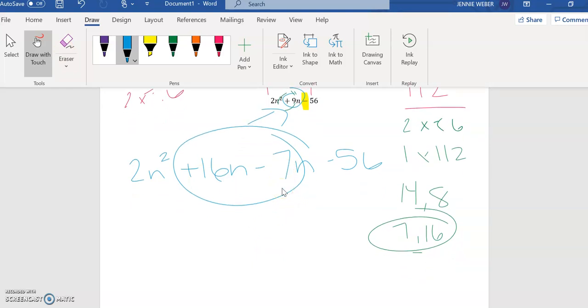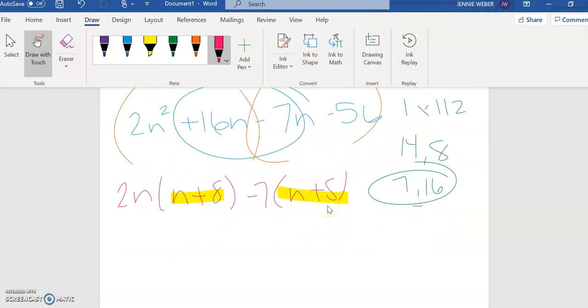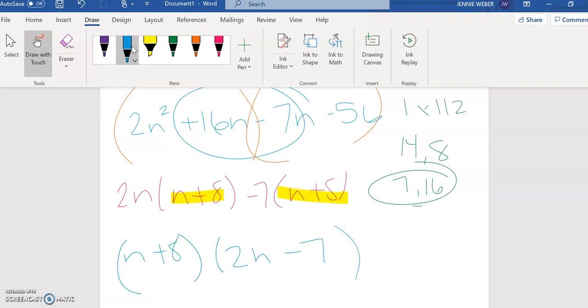Then what I'm going to do is I'm going to factor by grouping, okay? So I'm going to pull a 2n out of both of these, and I get n plus 8. 7 out of here, n plus 8. Now at this point, these match. Remember, we're factoring by grouping. If these don't match at this point, I'm out of luck. But in this case it does, so I factor that out, and I'm left with a 2n minus 7. And this is my factored answer.